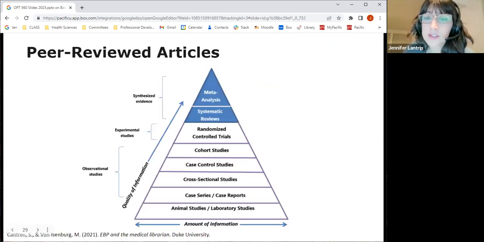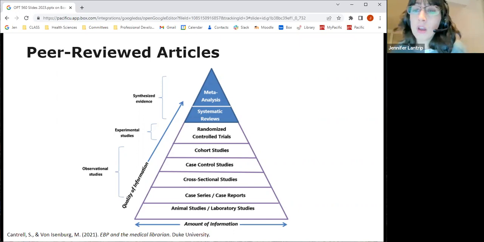So here we can see that synthesized evidence is at the highest level of evidence, whereas experimental studies are lower and then observational studies are at the bottom. Notice the animal studies are below that, and they're actually not listed as evidence grades in the AOA's clinical practice guidelines.